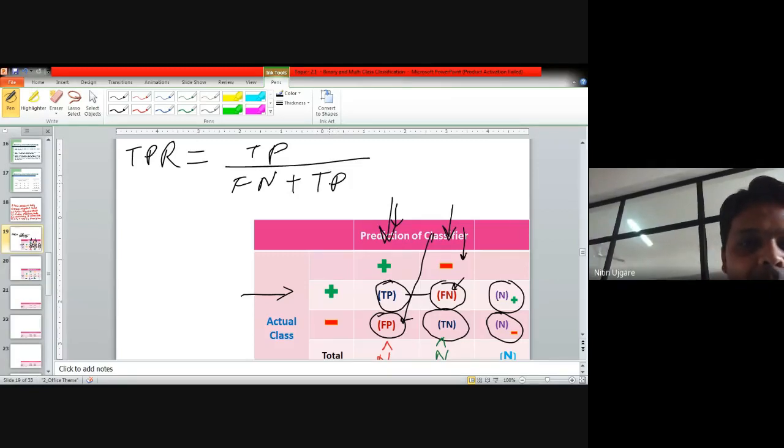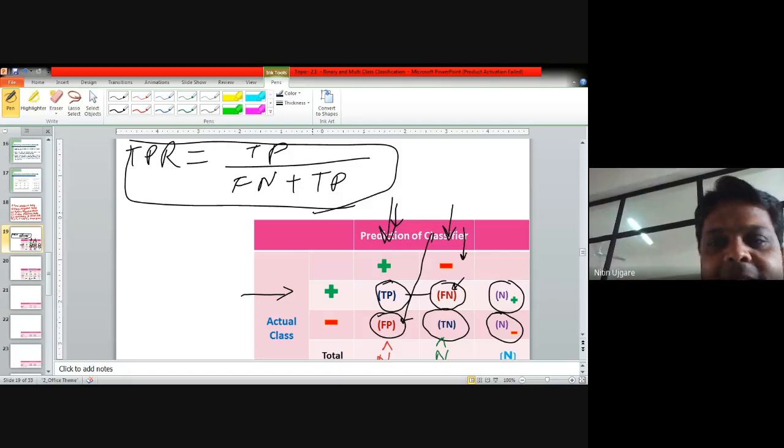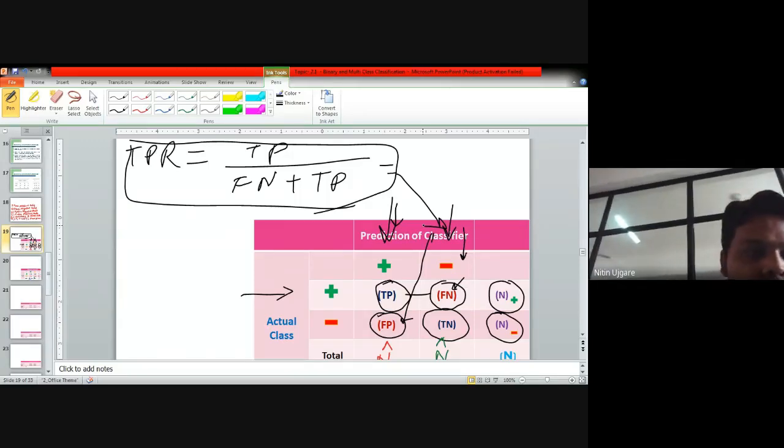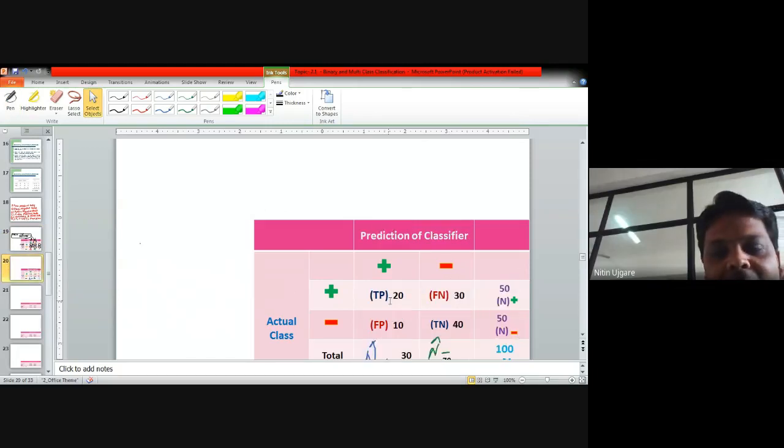So this is the formula to find the percentage of positive instances which are correctly classified by the classifier. This formula gives me the TPR, the true positive rate, for this confusion matrix. Then we'll go to the next slide. We'll take an example and try to find the true positive rate for the confusion matrix.